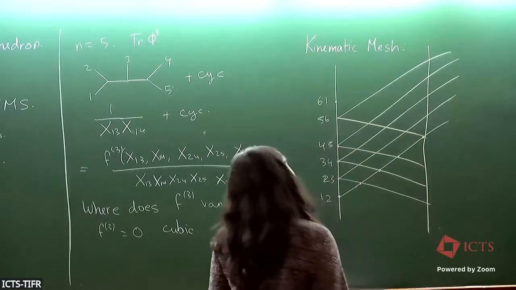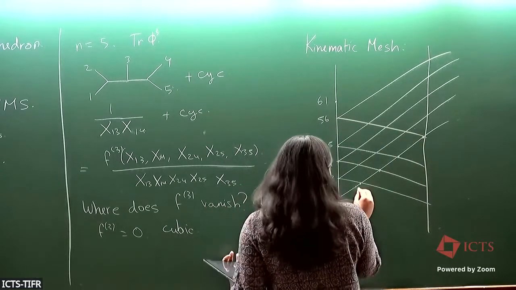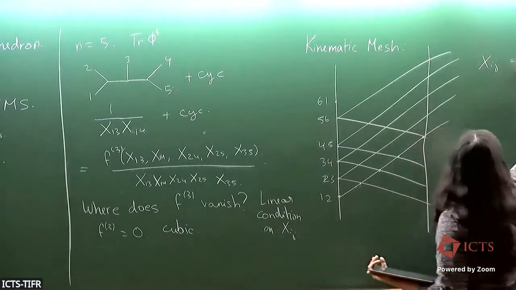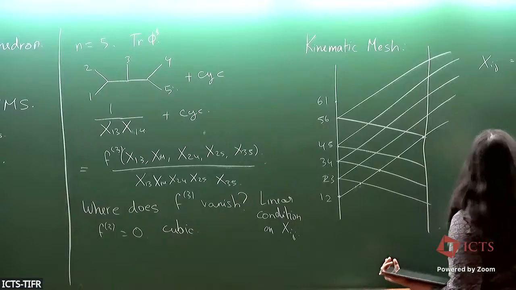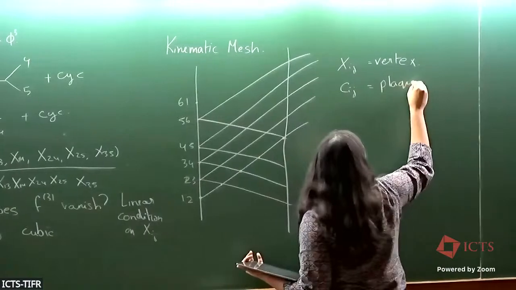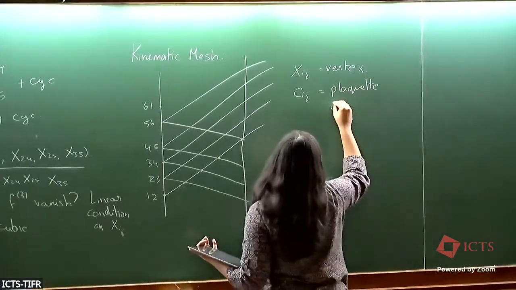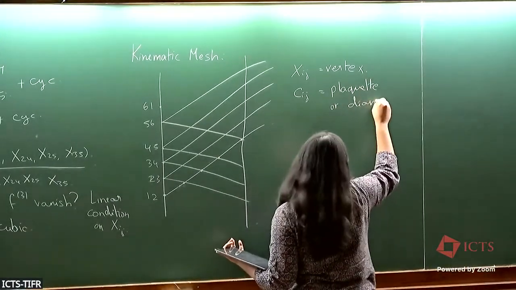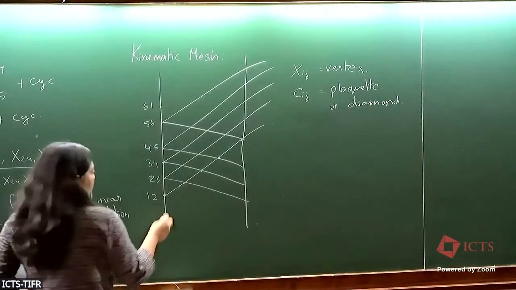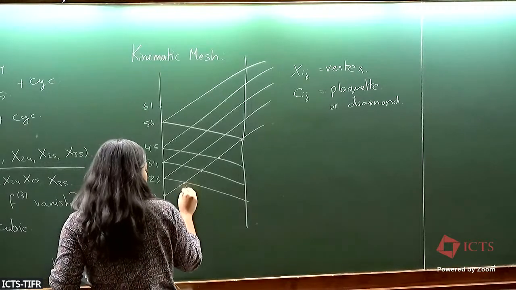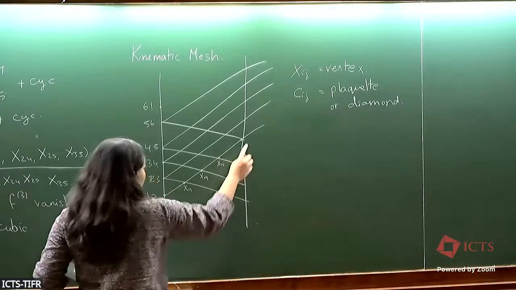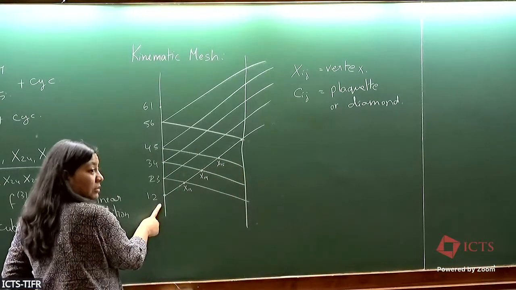Okay, so then each of the vertices is an Xij. Each of the Cij's is a plaquette or diamond, whatever. It's one of the small regions over here. Okay, so then you basically give each of these labels. So this is x13, x14, x15. x16 is 0, x12 is 0, so I'm not going to write them.